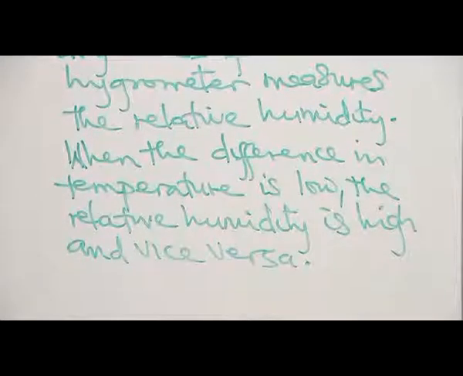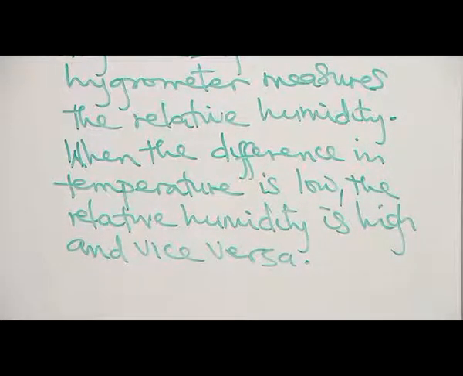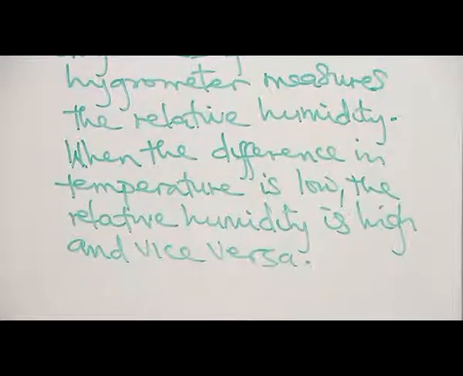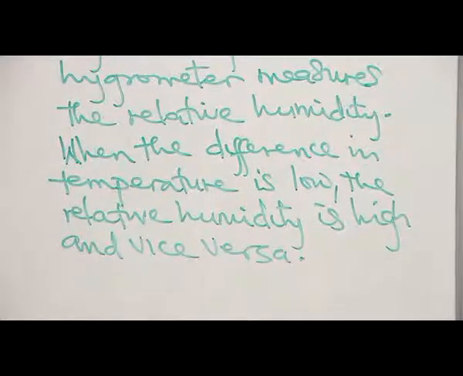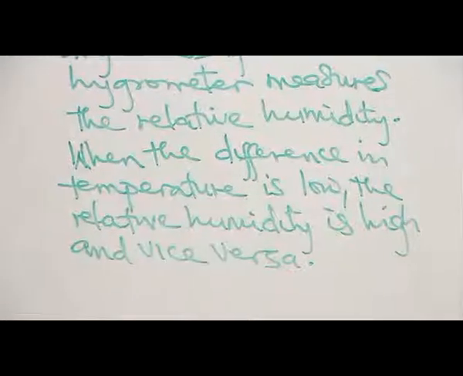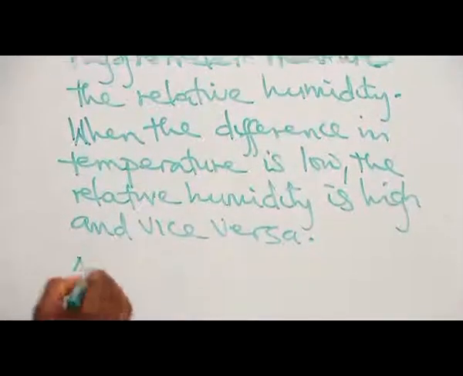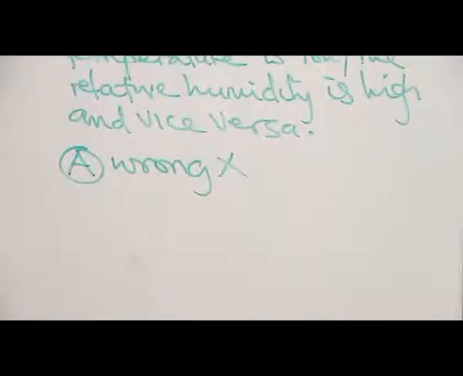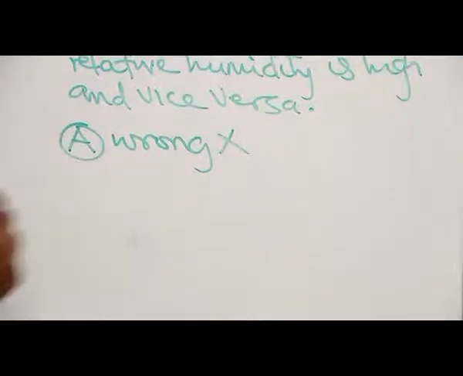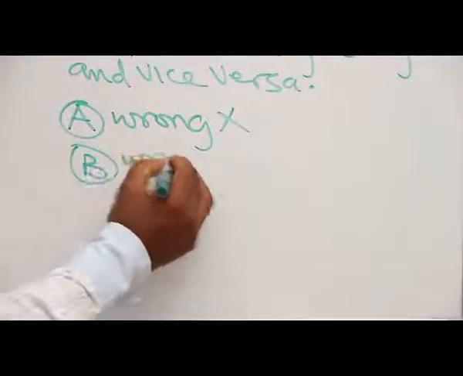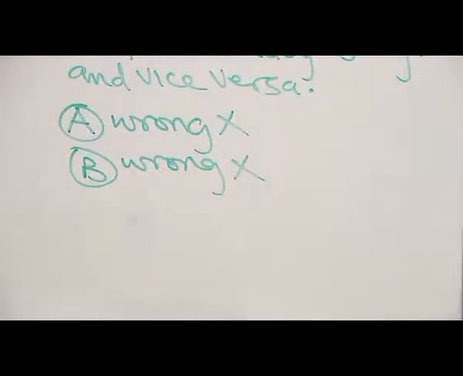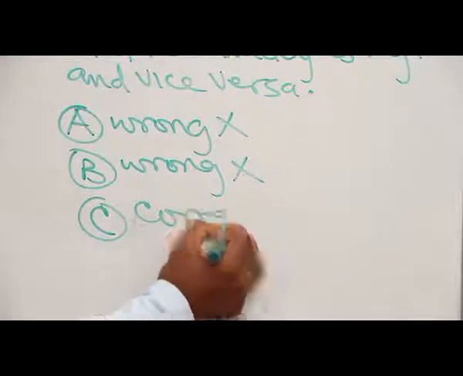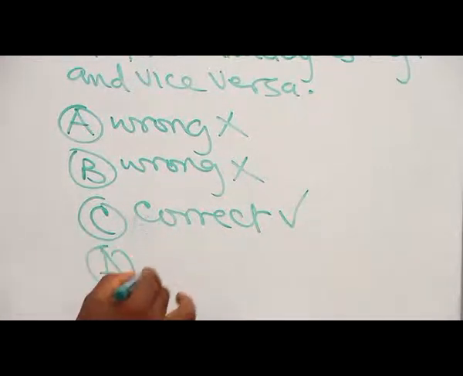From this statement of facts, going through the options, we find that when the difference in temperature of the hygrometer bulbs is high, it is not an indication of rain about to fall. A is wrong. It does not tell whether there is plenty of sunshine. B is wrong. The relative humidity is low. That's the correct answer. C is correct. Of course, D is wrong.